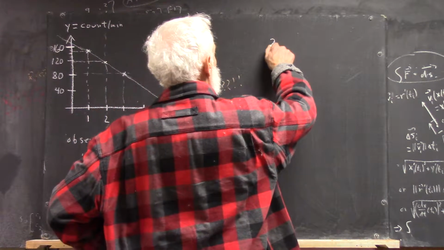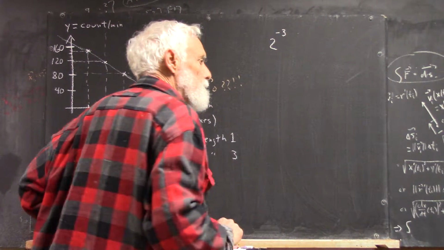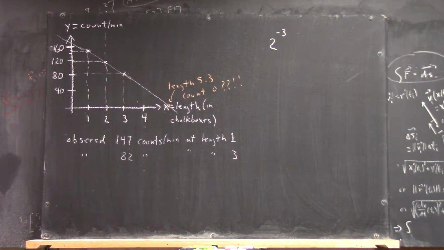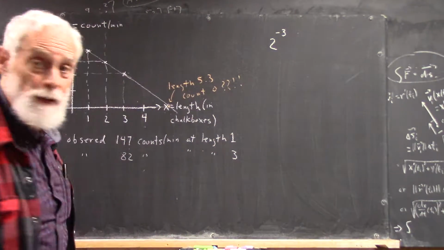So tell me, write down on a piece of paper, what's the value of 2 to the negative 3? Okay, at least half the class hasn't written anything down yet because you've got to think about it. Okay?